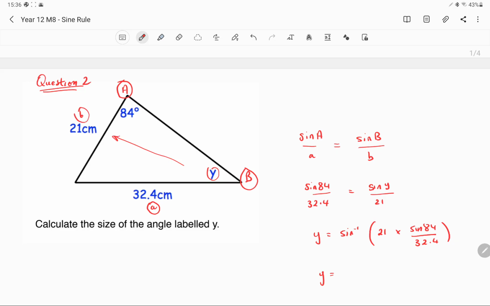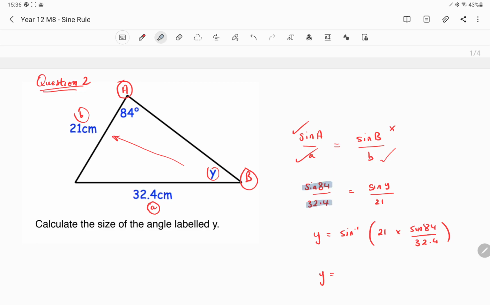So sine A over A is equal to sine B over B. So we know sine A, and we know A. We know B, but we don't know sine B. That's what we're looking to find out. So plug in what you have. Sine of A is sine of 84.